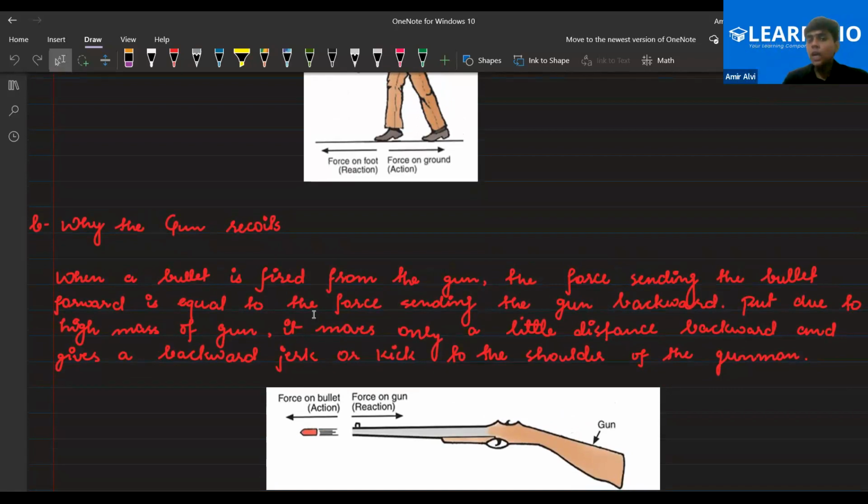But due to the high mass of the gun, the displacement is not very observable. It will displace a little bit, and it will give a little jerk on your shoulder, right? That's why the displacement is not that observable. Am I right, everyone? Yes or no? Yes, sir.